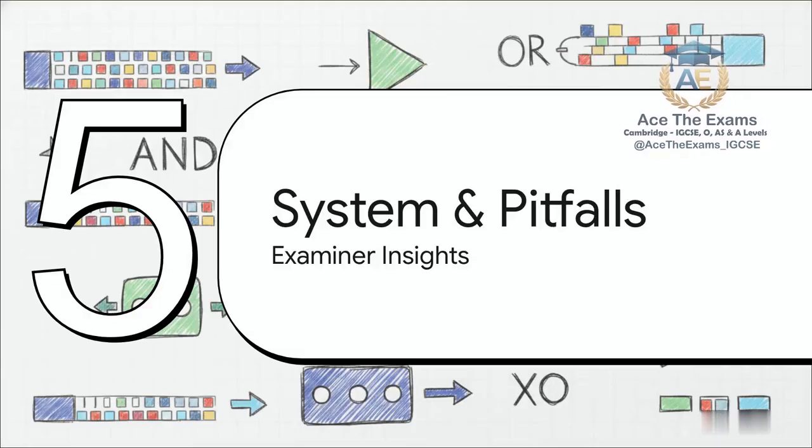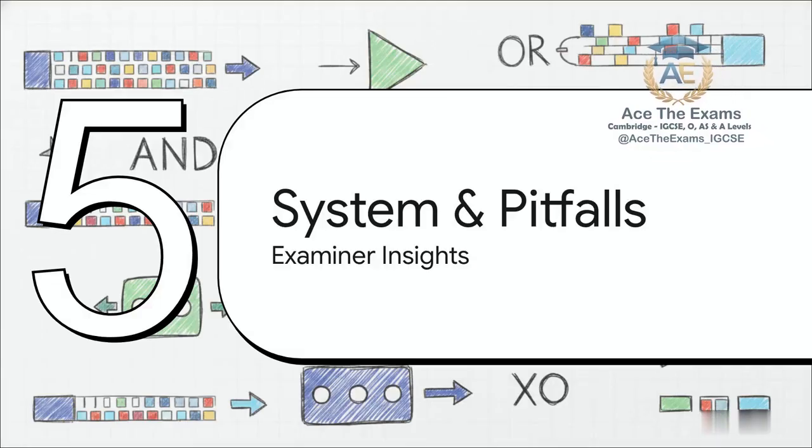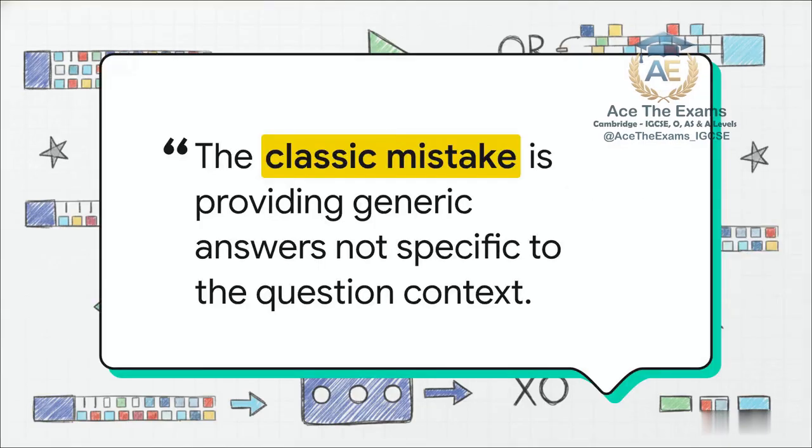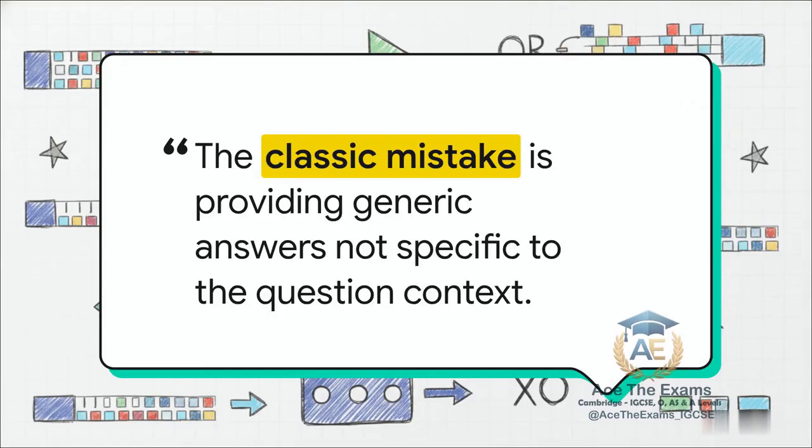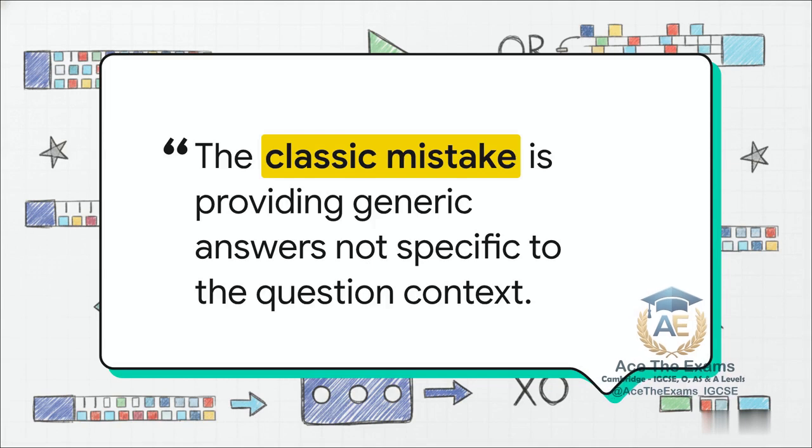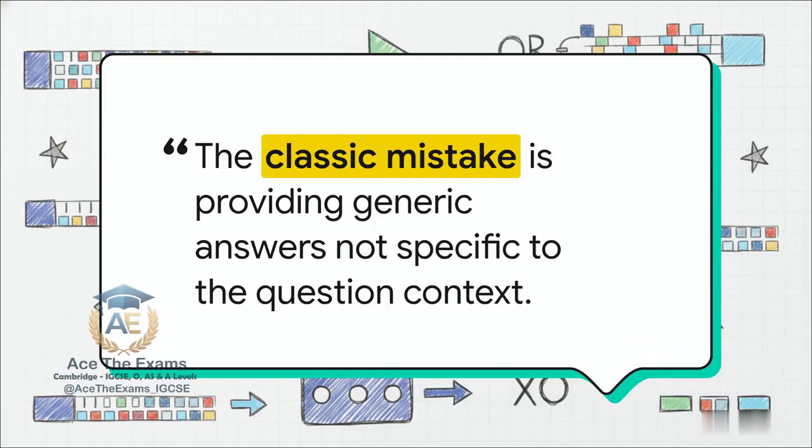Section 5, the final system and pitfalls. Principal Examiner Insights. Let's start this final section with the biggest, most glaring warning of all. Listen to this direct quote very carefully. Examiner alert: the classic mistake is providing generic answers not specific to the question context. Always link every point to the given scenario.